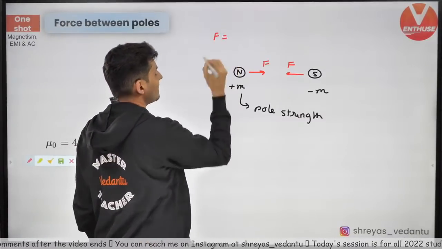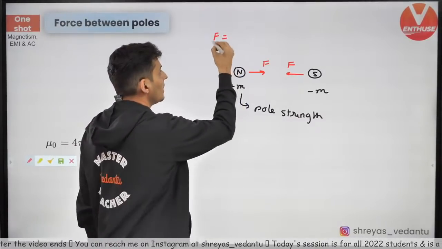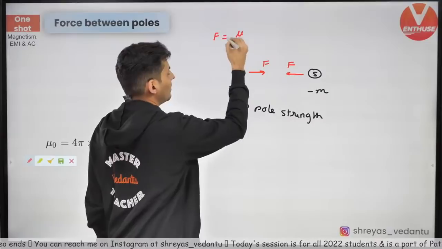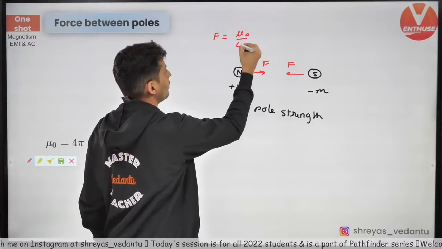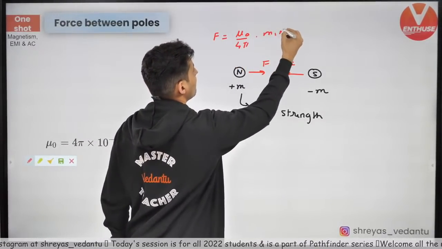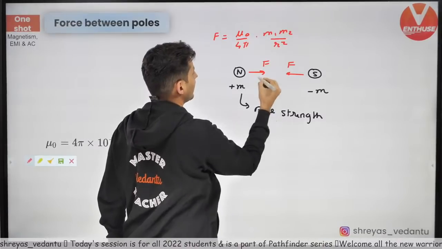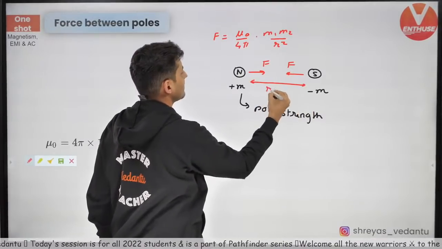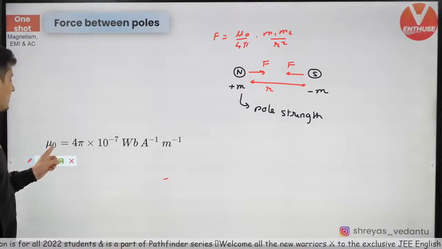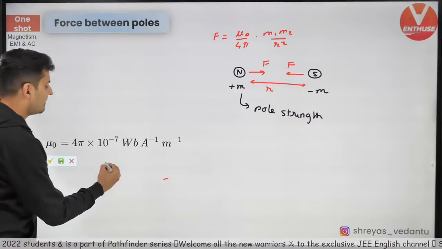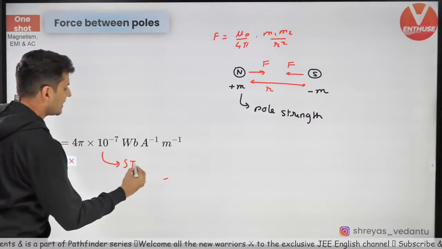This force is very much similar to the Coulomb's law. So instead of K, which is 1 by 4 pi epsilon naught, here you have mu naught by 4 pi, and here you have m1 m2 divided by r square. What is r? R is the distance between them. So what is mu naught? Mu naught is basically 4 pi into 10 to the power minus 7 SI units. Okay, these are SI units.